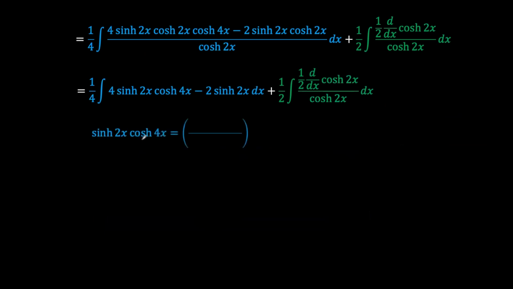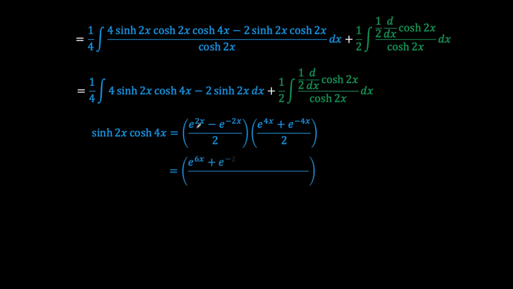Now since 2 sinh 2x cosh 4x is the same as (e to the power 2x minus e to the power negative 2x)/2 times (e to the power 4x plus e to the power negative 4x)/2. And so when you multiply that together, this times this, we have e to the power 6x, and then this times this, we have e to the power negative 2x. This times this is negative, minus e to the power 2x. And then this times this is minus e to the power negative 6x.